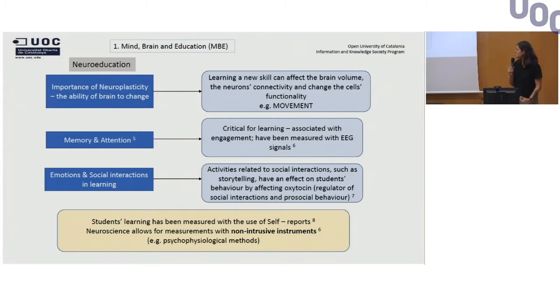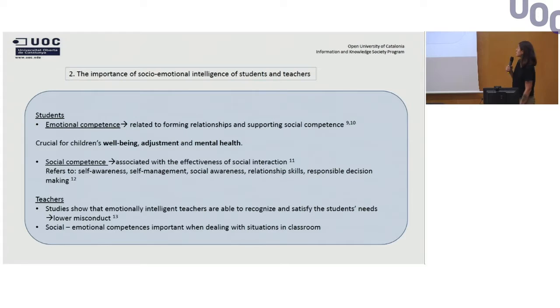So about social emotional intelligence, I don't know if any of you know this. Emotional competence has to do with forming relationships, whereas social competence has to do with self-awareness, self-management, social awareness, relationship skills. These things are sometimes way more important than the actual academic results of students. But currently our schools don't pay attention to that as much as they should, especially in preschool age. It's also very important for teachers to have high levels of socio-emotional intelligence, as it's easier for them to understand and empathize with their students.